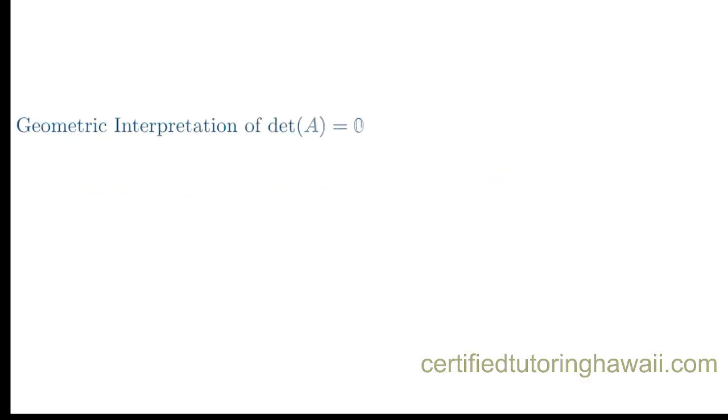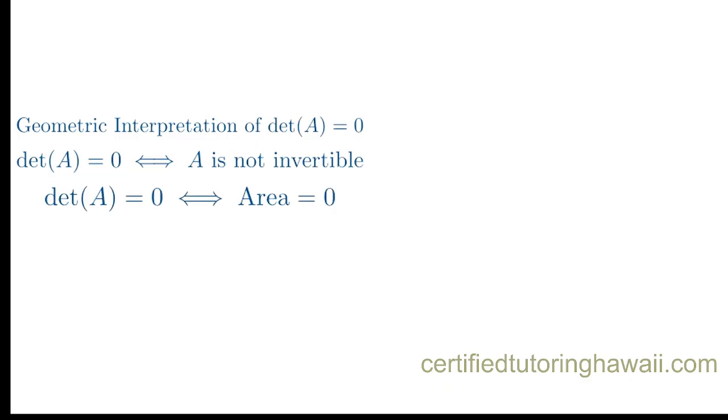This geometric interpretation gives us a new way to understand why a determinant of 0 means the matrix is not invertible. Remember the condition, determinant of A equals 0 if and only if A is not invertible. From a geometric perspective, this means the area of the parallelogram spanned by the matrix's column vectors is 0. For the area of a parallelogram to be 0, it must be flat. This happens when the 2 column vectors U and V lie on the same line. In other words, the vectors are parallel.